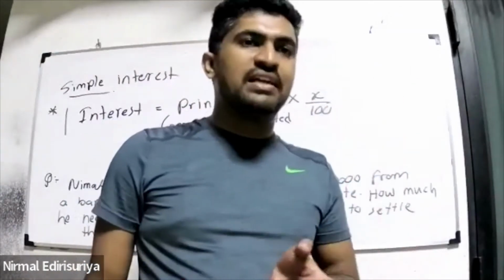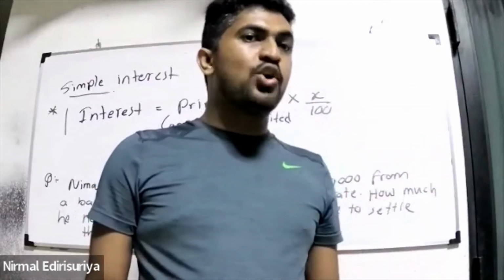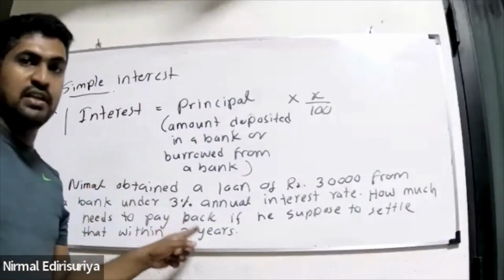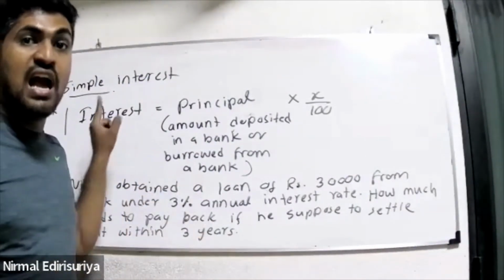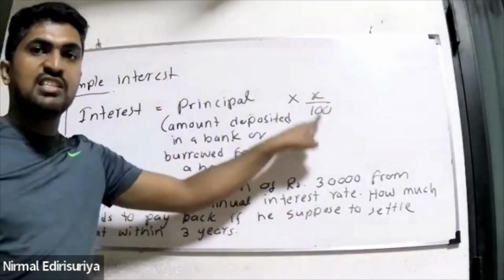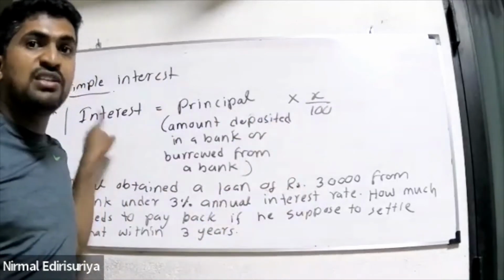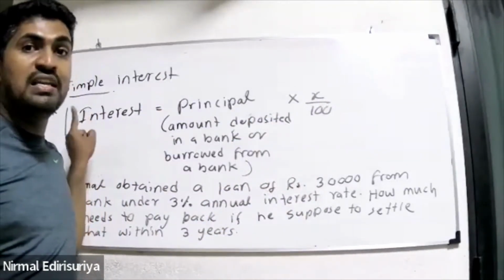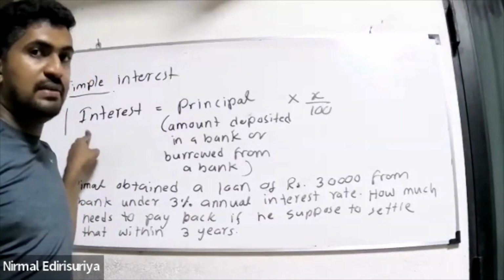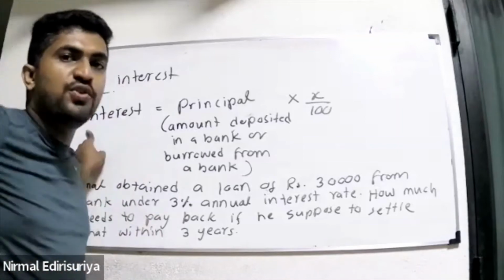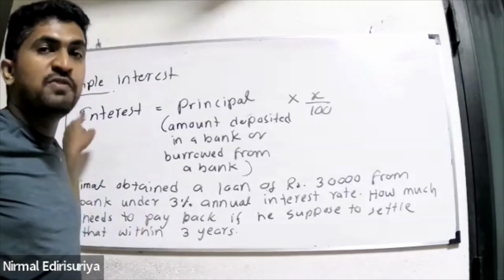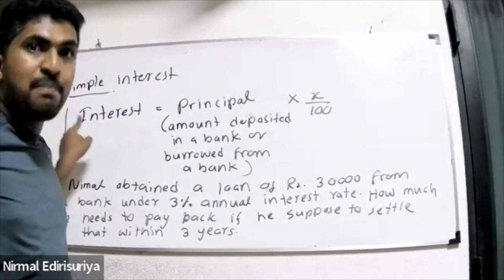That is asking for the total. The total to pay over 3 years. How do we find it? Think. Annual interest is 3%. So here the interest is annual, we are finding it for a year. Principal is 30,000. X is 3 over 100. That is the interest you are obtaining for a year. And for 3 years, what do you have to do? Multiply by 3.